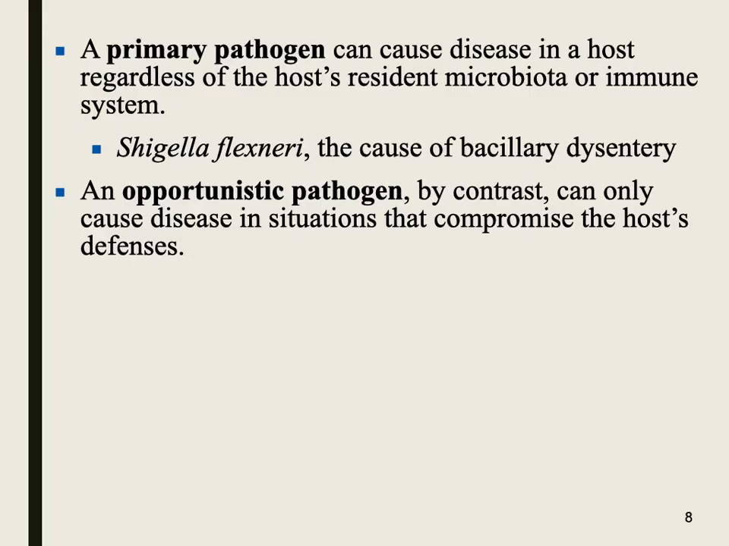So when we look at pathogens, they can fall into two different categories. We can have primary pathogens. Primary pathogens will cause disease in the host regardless of their health. So even healthy individuals can get disease from a primary pathogen. So their resident microbiota, their immune system is not going to be sufficient. The virulence factors that the pathogen has are high enough that, again, if you have normal exposure to it, you will become sick with it.